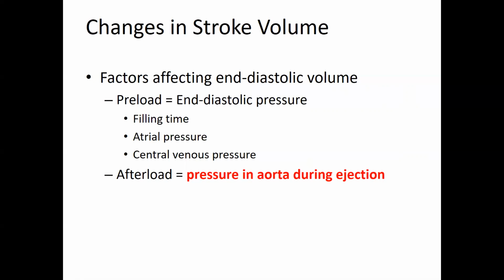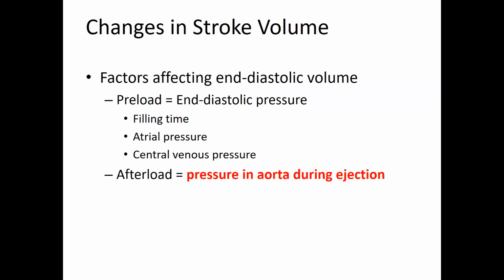Atrial pressure, this is how much pressure the atria is squeezing blood into that ventricle with. If the atria is contracted more forcefully, it's going to squeeze more blood into the ventricle. We're going to eventually pump more blood out of the heart. So if you increase the filling time, you decrease the stroke volume. But if you increase the atrial pressure, you increase the stroke volume.